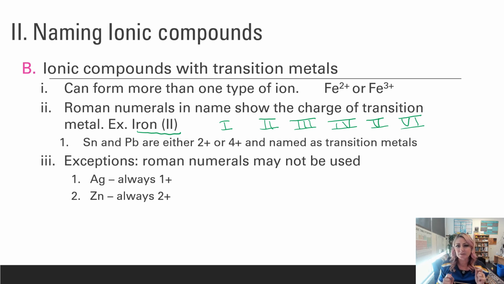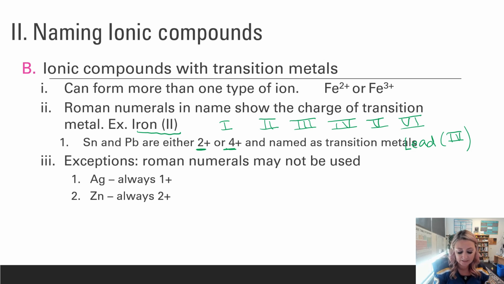A couple of funky things to know about our transition metals is tin and lead are not in the transition metal category. They're in the carbon family. They're way over by the nonmetals. And they also can either have a charge of +2 or +4. So because of that, we're just going to treat them like transition metals, and anytime you write their name, you are also going to say whether this is lead 2 or lead 4. You're going to indicate which of those two charges it is.